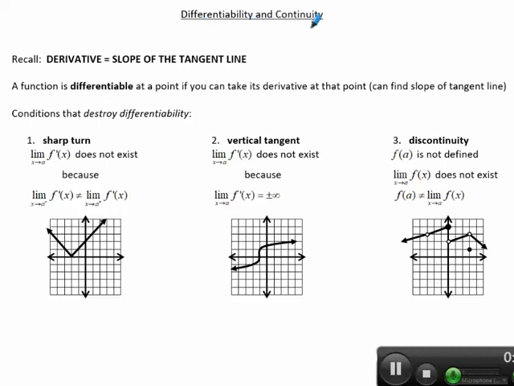Differentiability and continuity. Recall that the derivative means the slope of the tangent line. A function is differentiable at a point if you can take its derivative at that point. In other words, you can find the slope of the tangent line. Now, there are three conditions that destroy differentiability, which means make the function not differentiable.